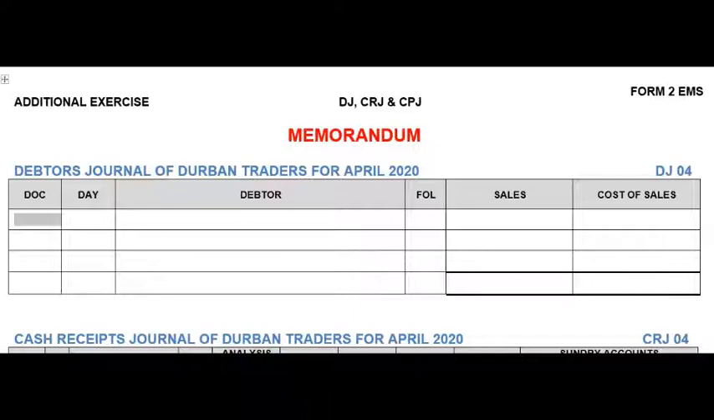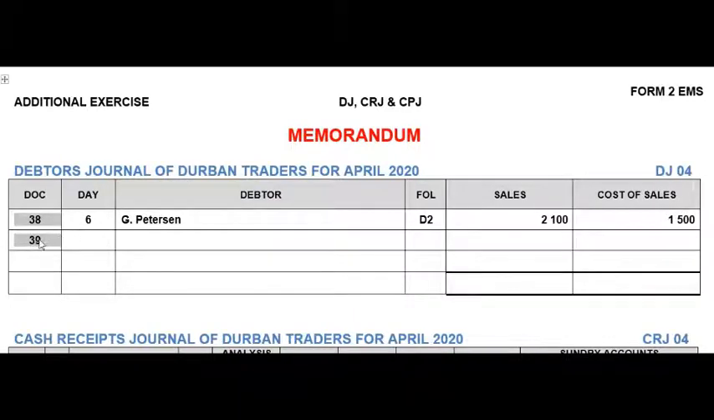So in the DJ, you will say invoice number 38. On the 6th, the first debtor that bought something from us on this day was G. Peterson, who is debtor number 2. The selling price was 2,100 Rand, and if you calculate the cost of sales at a markup of 40%, you will get 1,500 Rand.